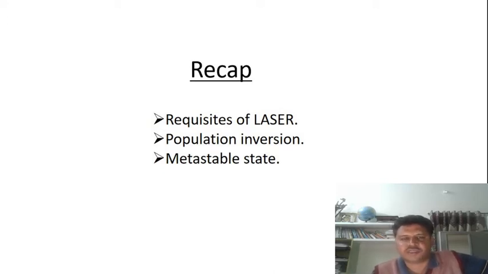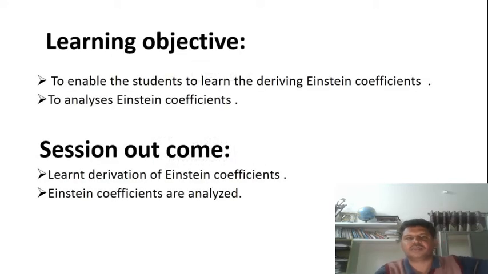For this, we need some learning objectives and also session outcomes. The learning objective is to get information about what intensity of laser light radiation we can produce, knowing the thermal equilibrium through Einstein's coefficients. That is the application we get from Einstein.